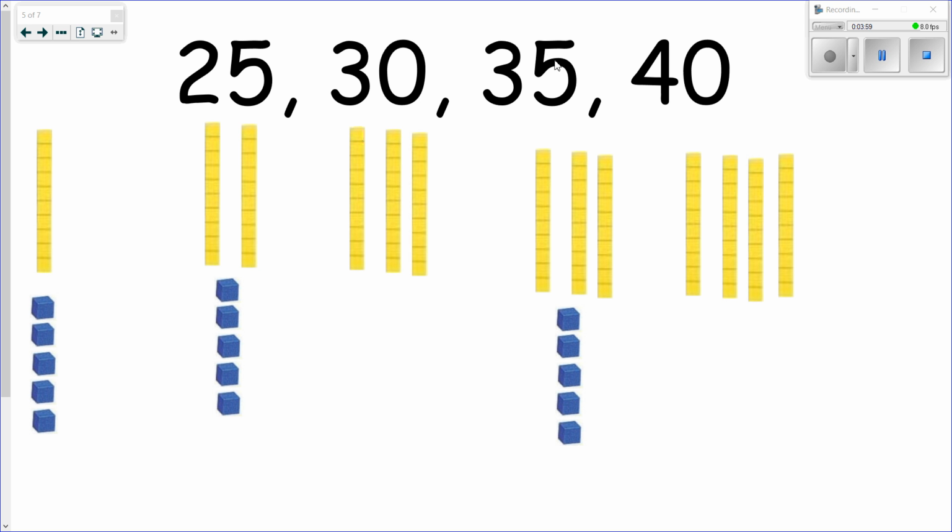Now, tomorrow we're going to talk about filling in the blanks when we go by tens. So I'll show you that tomorrow.